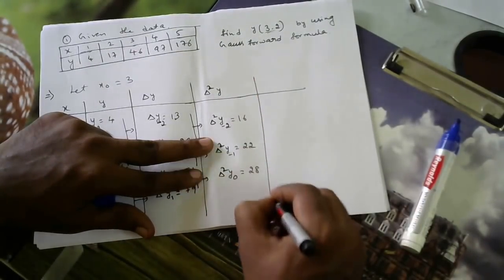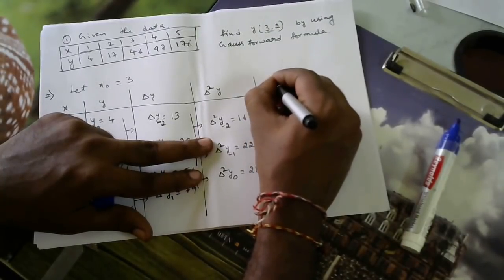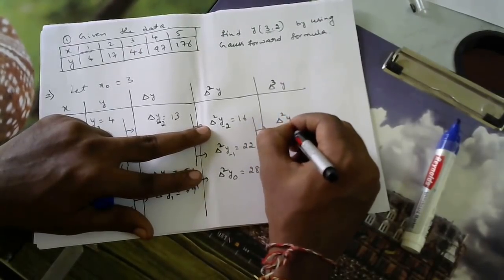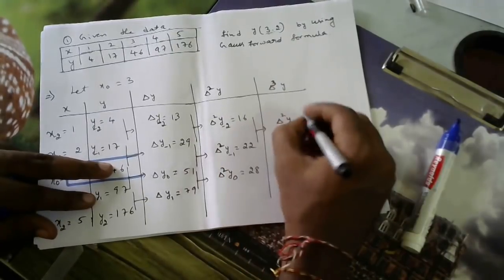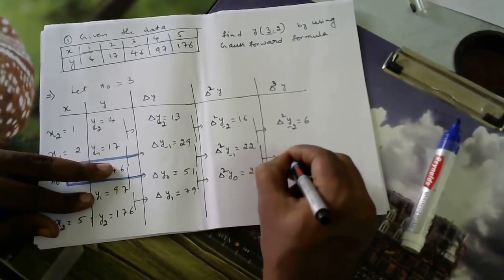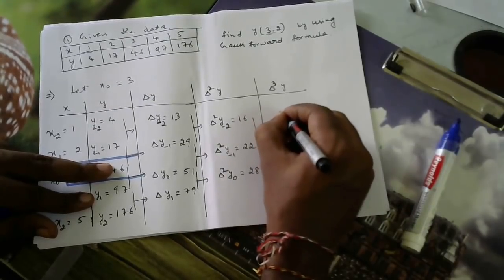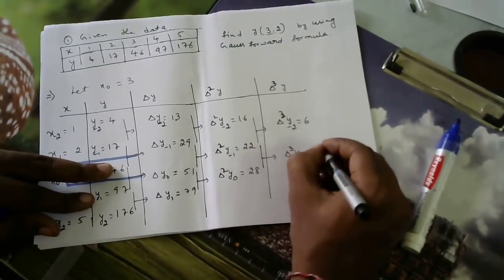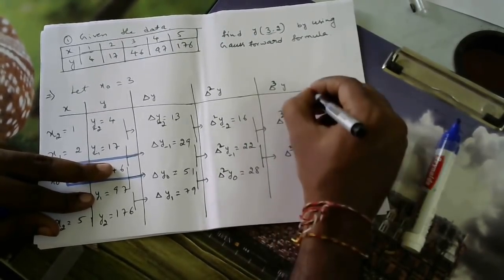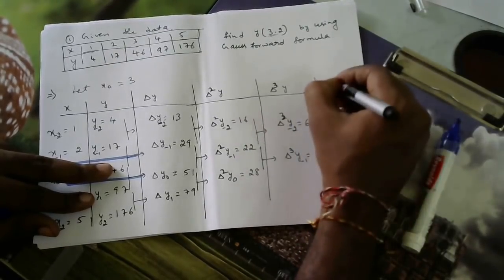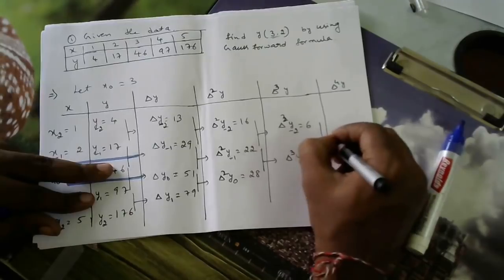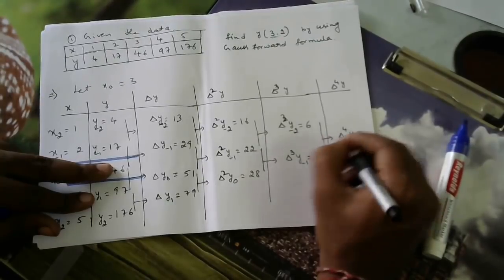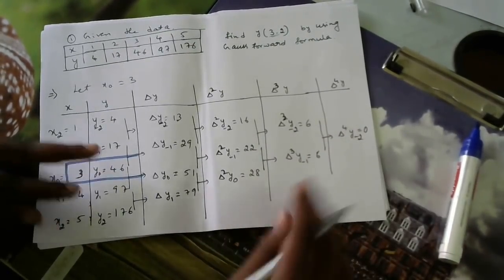Now the next difference, delta cube y. Delta cube y suffix minus 2 is 22 minus 16, which is 6, and delta cube y suffix minus 1 is 28 minus 22, which is 6. Then the fourth difference: delta to the power of 4 y suffix minus 2 equals 6 minus 6, which is 0.